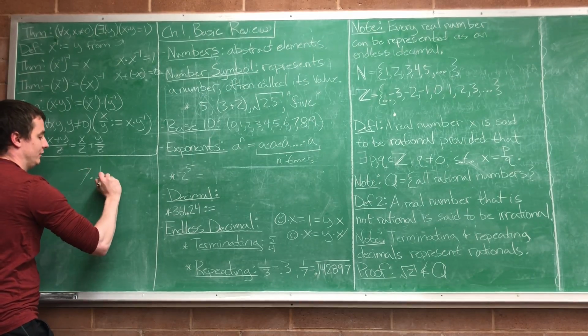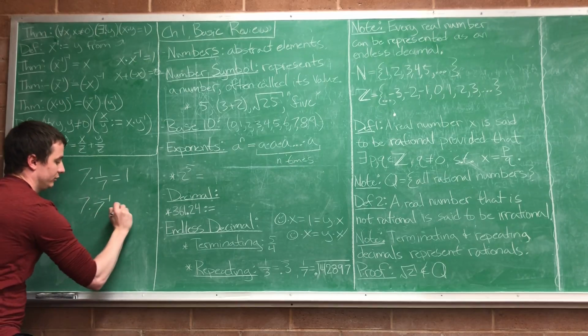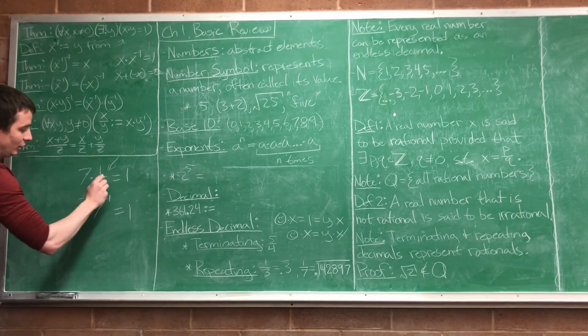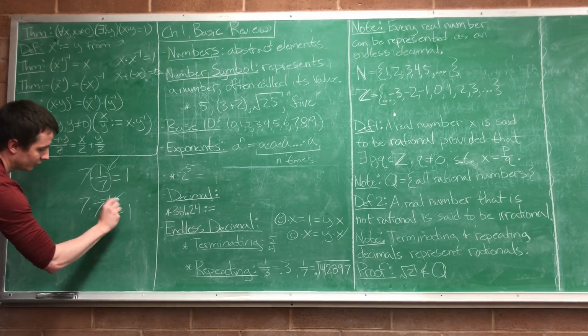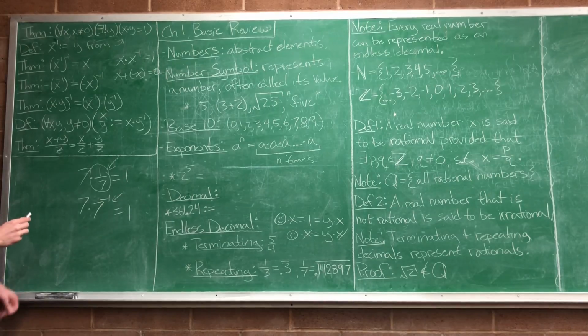So these say the exact same thing. 7 times 1/7 is equal to 1. 7 times 7's multiplicative inverse is equal to 1. Those both say the exact same thing. While you're more comfortable with this notation, this one is actually a lot cleaner. It makes it very clear what you're saying: 7 times its multiplicative inverse. Good? Okay.